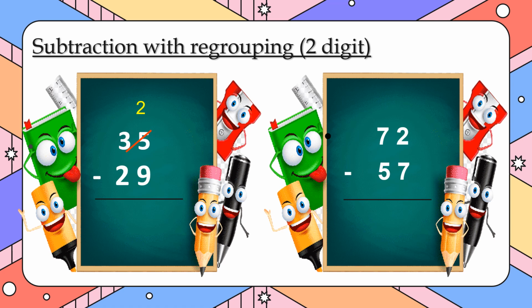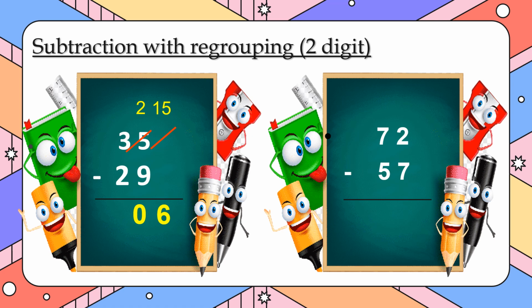This 1 ten equals how many ones? Equals 10 ones. So 10 plus 5 equals 15. 15 minus 9. Now we have more on the top, so we can subtract. 15 minus 9, count from small number to big number. After 9, 10, 11, 12, 13, 14, 15. How many fingers? 6. 2 minus 2 equals 0.